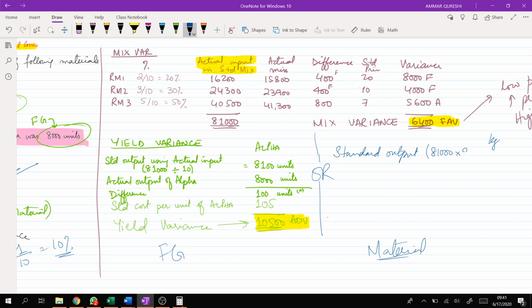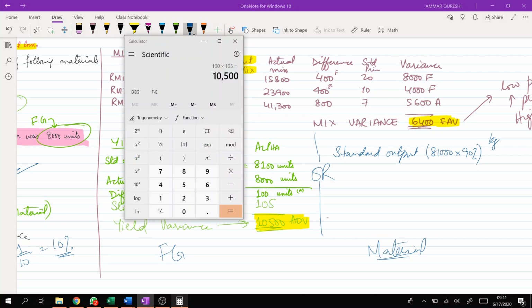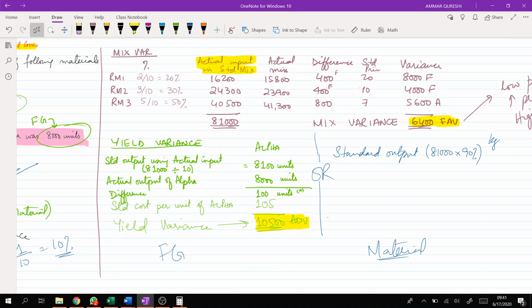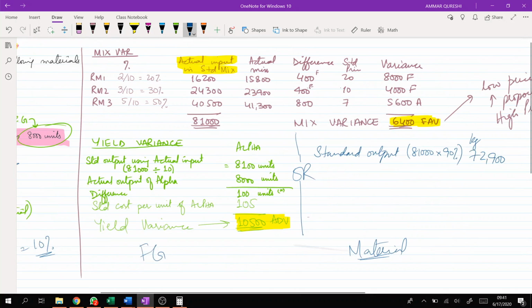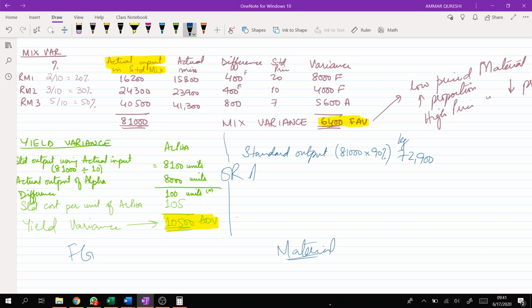81,000 times 90%. So 90% of 81,000 is 72,900. So the standard output should have been 72,900 kilograms. Now what is the actual output? Actual output is 72,000 kilograms. So we got less output. Actual output in terms of kilograms is 72,000. So we got 900 kilograms less than the expectation, and this is basically the difference, right?